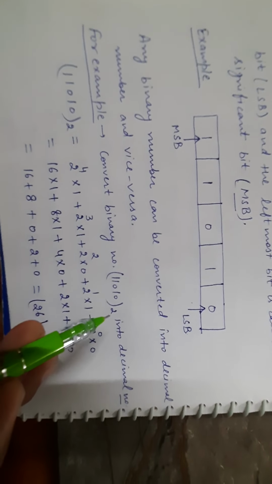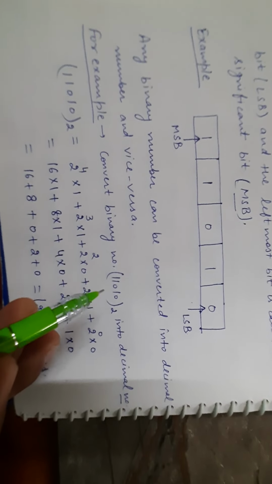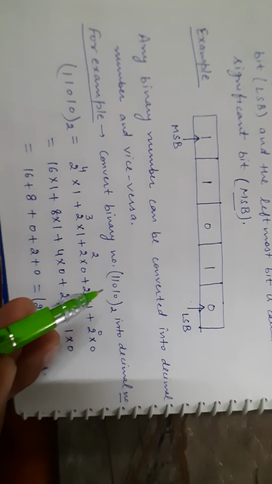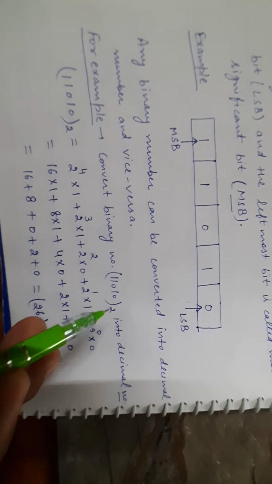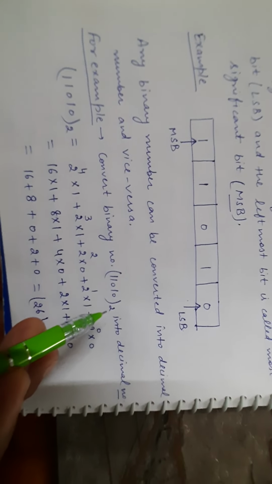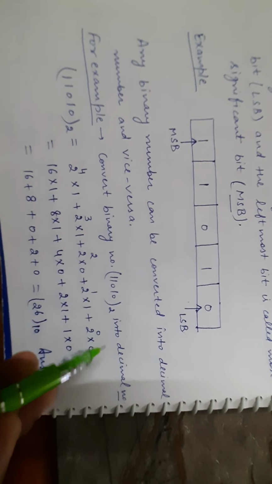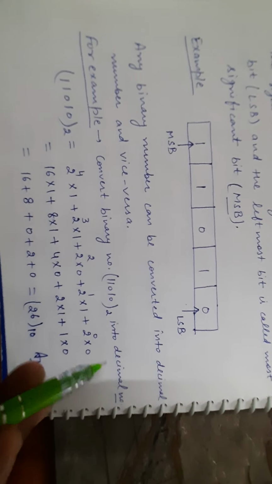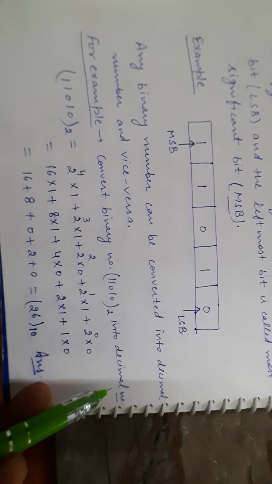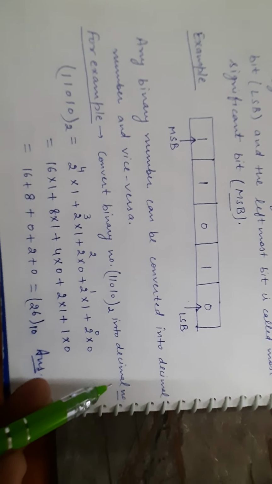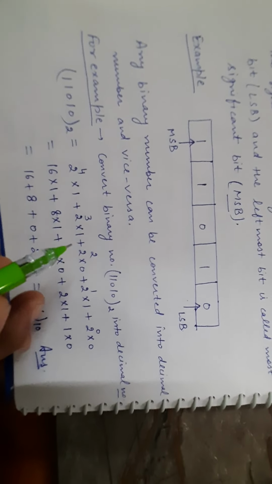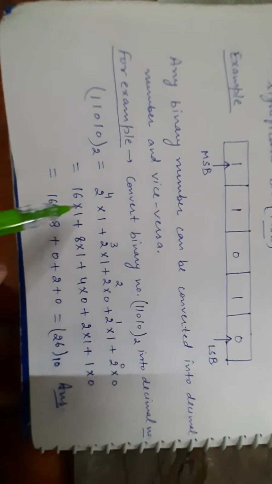So why did I put base 2 here? Because the binary number contains only two digits, 0 and 1. So that's why the base is 2. I want to convert this number into a decimal number. So the decimal number will have a base of 10. So what is the procedure for that? That I will discuss here.